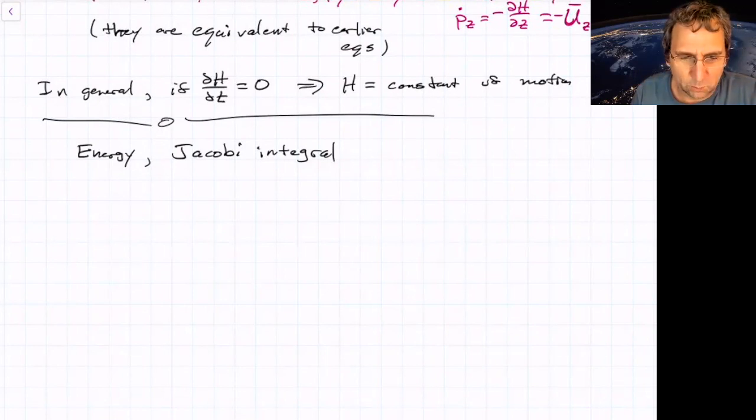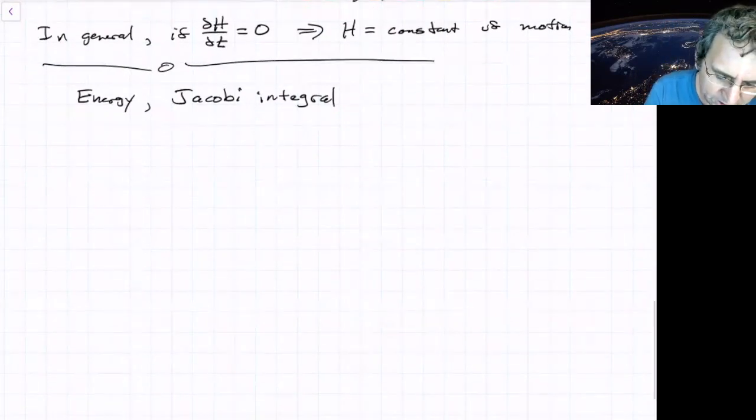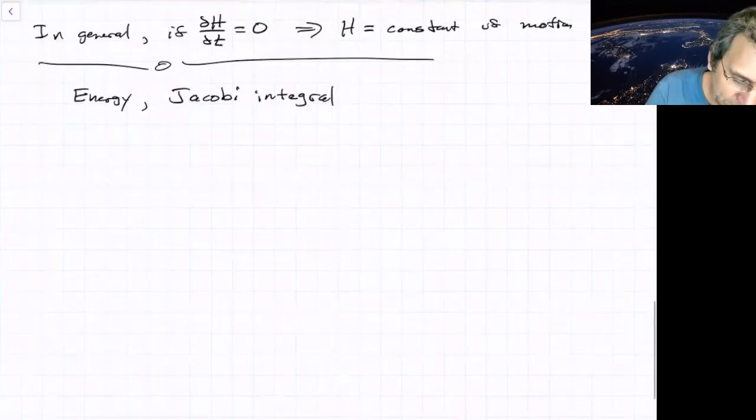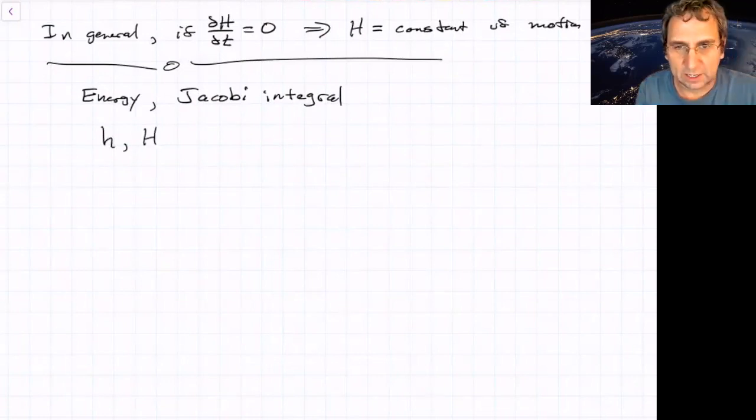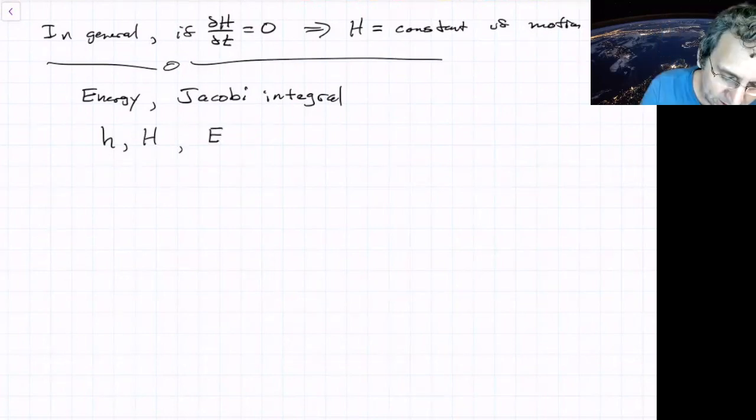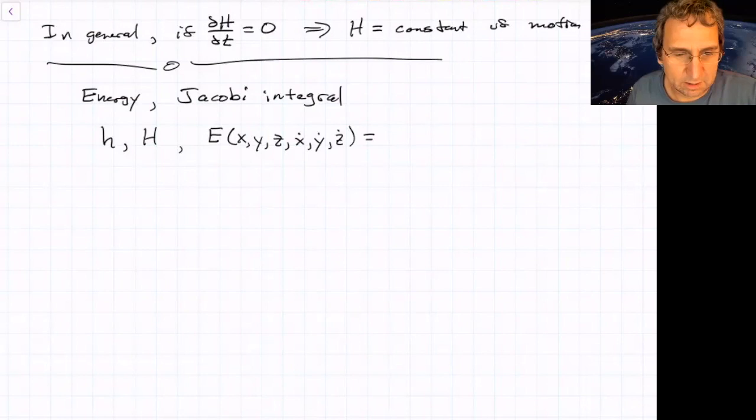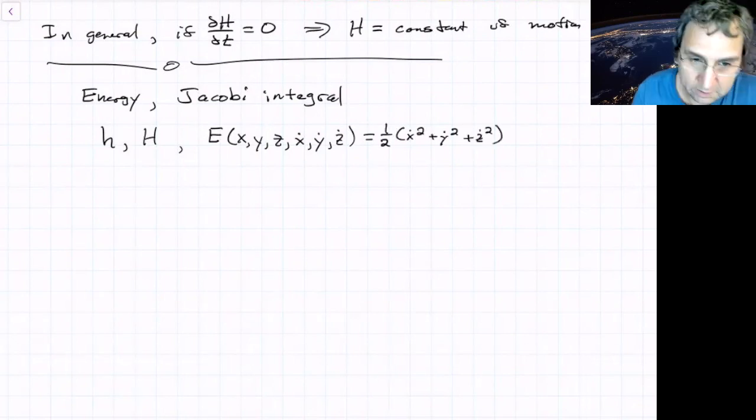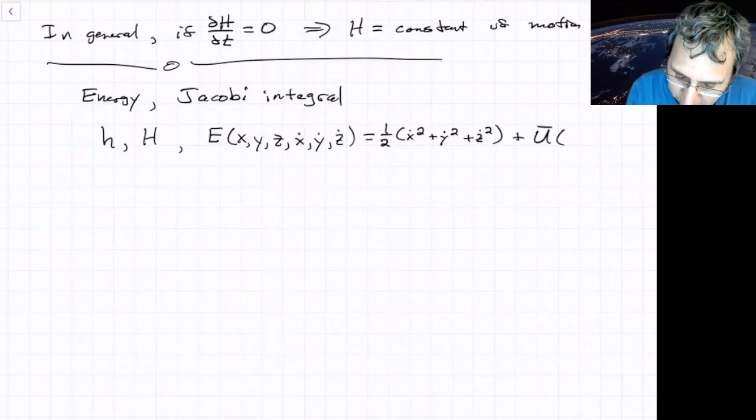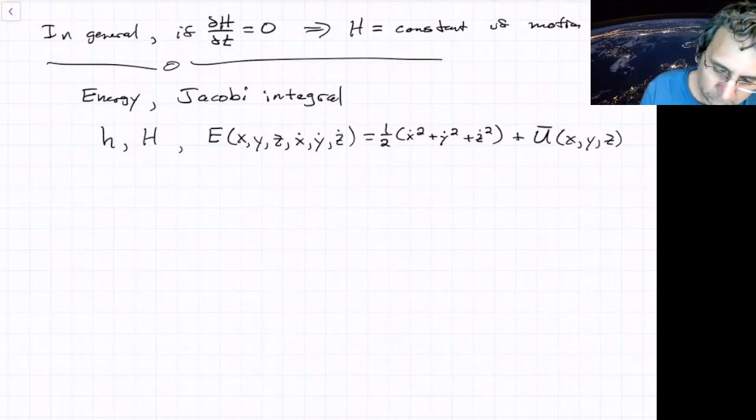If you write out what this is, you could just write it as the energy, and that's what I'll do. I'll write it as E. That thing that I wrote is little h or big H. Remember, little h was using the Lagrangian, big H was using the Hamiltonian. I'll use capital E, as a function of x, y, z, x dot, y dot, z dot. I'll call it energy, even if it's not. This is equal to 1/2 (x dot squared plus y dot squared plus z dot squared) plus the effective potential, which is a function of x, y, and z.